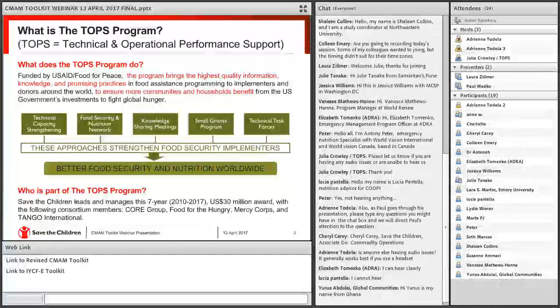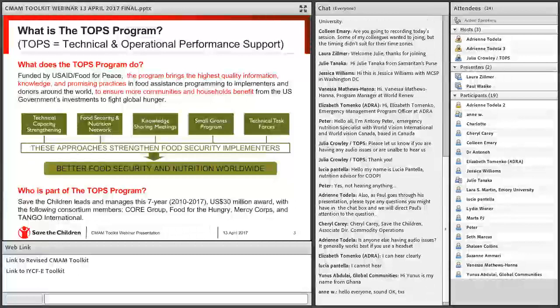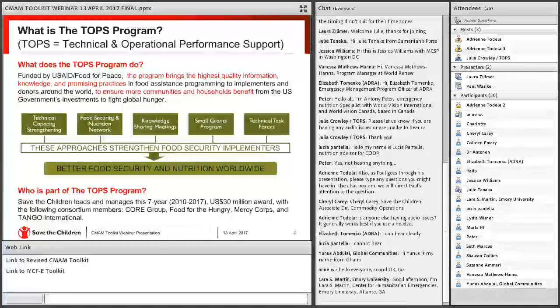So we do this through a few ways. One of these is through task forces. We have task forces on nutrition, monitoring and evaluation, social and behavior change, commodity management, and knowledge management. And we also have a small grants program, which is what funded this exercise. The small grants program is designed to help implementers test innovative new ideas, new tools, and really develop something that's of use to the broader food security and nutrition community.